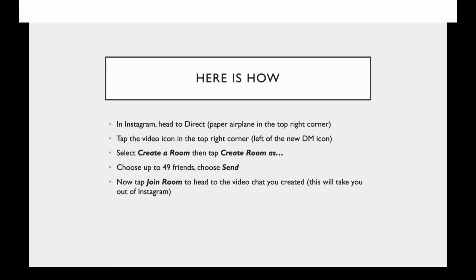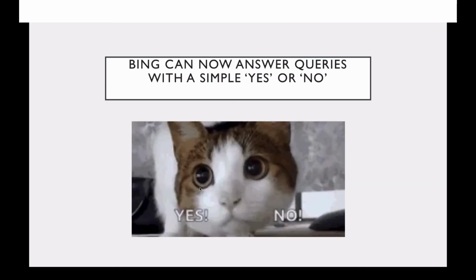All right, so here is how you could enable your 50 plus Messenger chat room on Instagram. Head to the direct messaging option where you see a paper plane, something like this. Click on that, and then tap the video icon in the right hand corner, and then say create a room, put in your details, choose up to 49 friends. That's 50 including you, and then just choose the option send, and then you have a video chat enabled, and you have a chat room, right? Now that's how you can go ahead and set up your Instagram Messenger chat rooms.